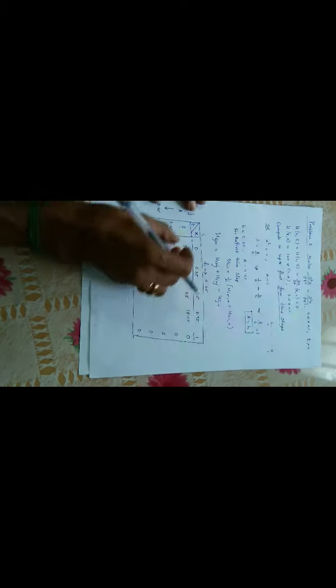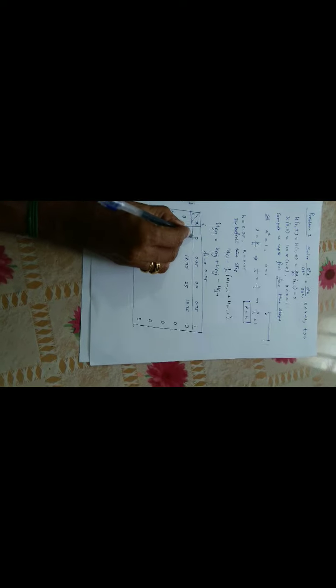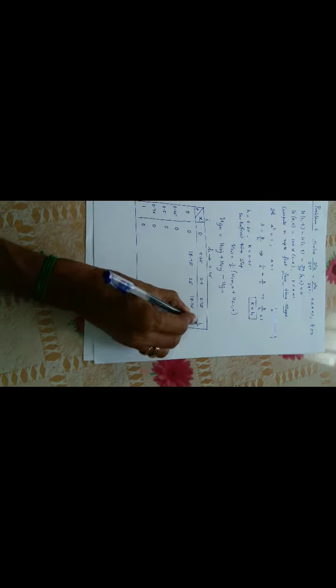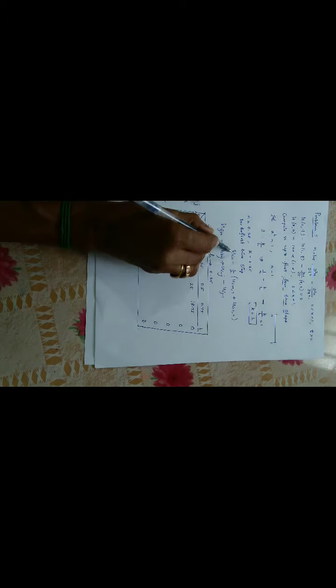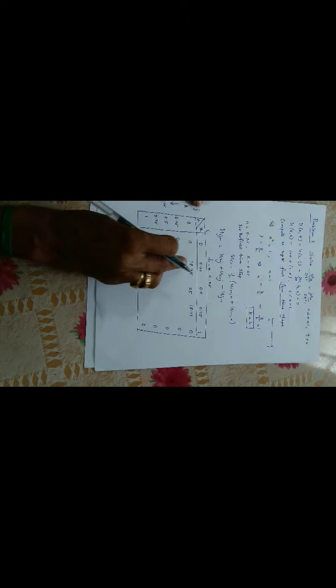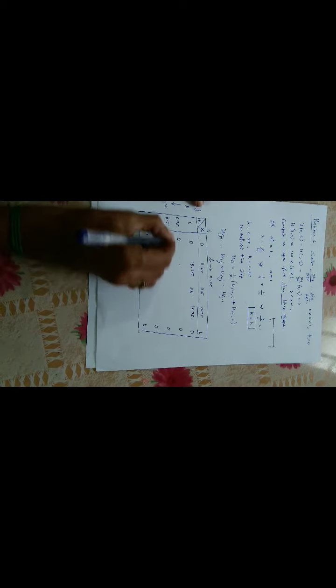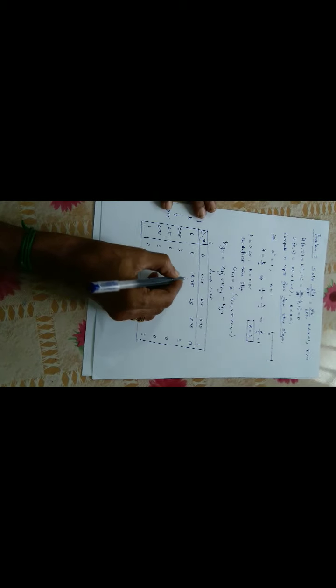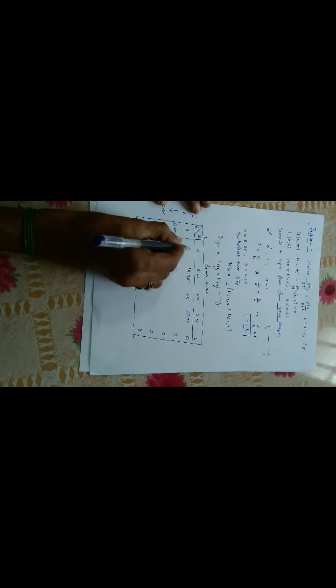These two conditions are set to 0: u of 0 comma t is 0, u of 1 comma t is 0. Now for the first time step, how do we find u i 1? Take the average value of these two. So if I want to find out this value, what to do? Take the previous level. If you are in the first level, the 0th level is the previous one. So take the average value of these two.